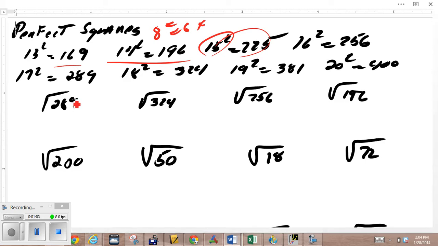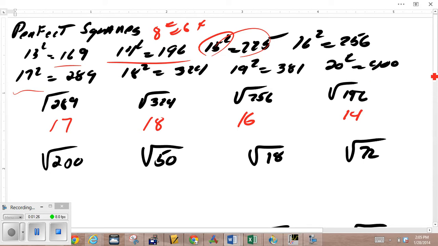So backwards would be saying, what's the square root of 289? Well, I know it's 17. You need to know that off the top of your head because you know these numbers up here. The square root of 324, well, that's 18. The square root of 256 is 16. The square root of 196 is 14. So you need to know all those.